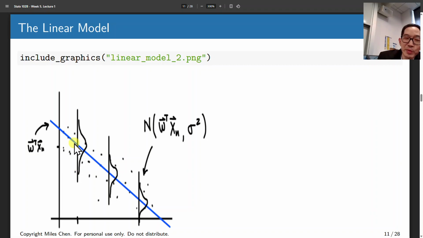we expect most of them to be close to the regression line, but there's random noise, and this is what we have. And so, for any value that we actually have, we have a distribution centered there, and this is how we expect the observed values to be generated. Okay.